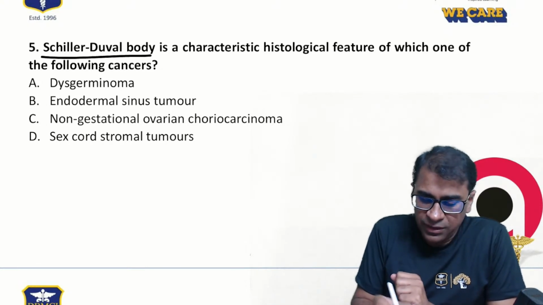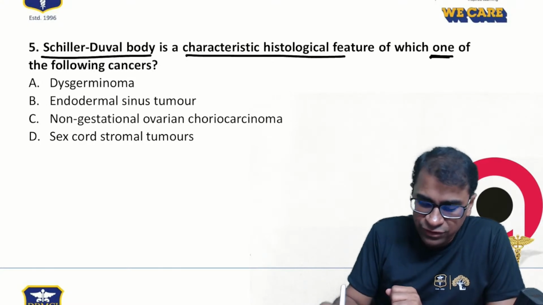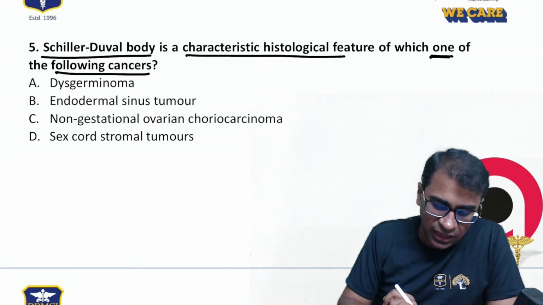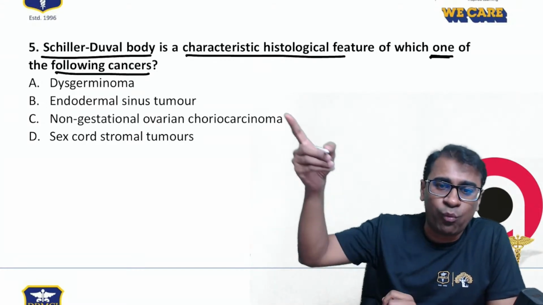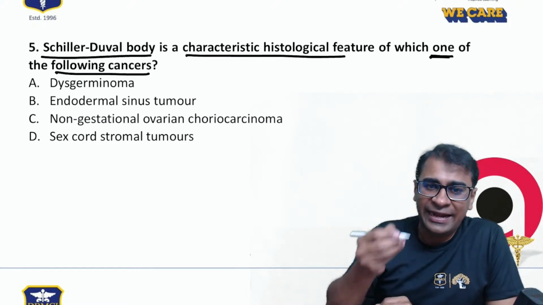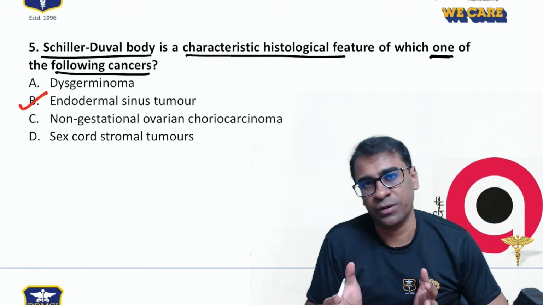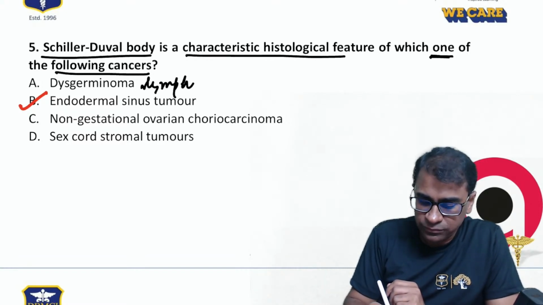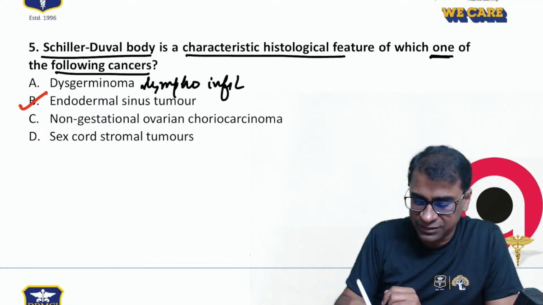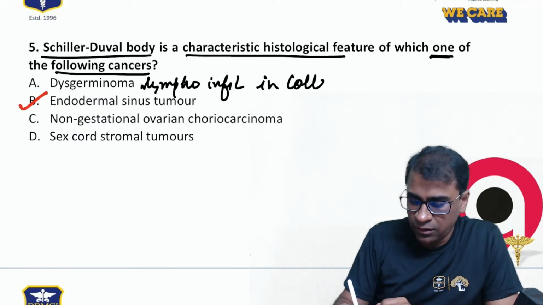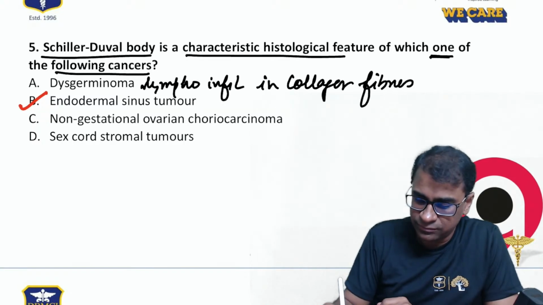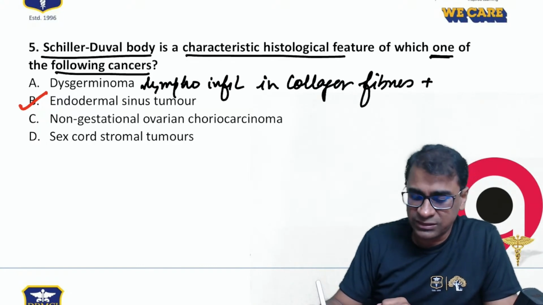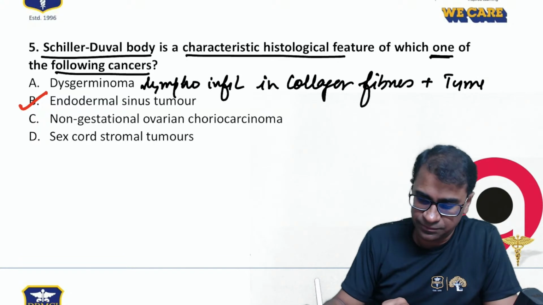Schiller-Duval body is a characteristic histological feature of which one of the following cancers? The right answer is yolk sac tumor. Endodermal sinus tumor is a yolk sac tumor. What do you find in this tumor? In dysgerminoma, you get lymphocytic infiltrates in the collagen fibers, along with the typical seminoma cells or dysgerminoma cells plus the tumor cells.